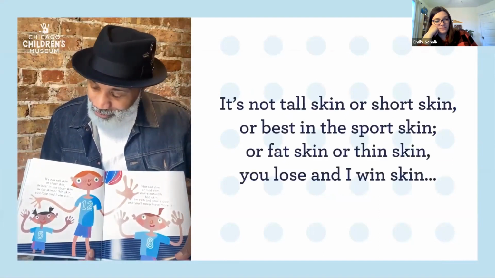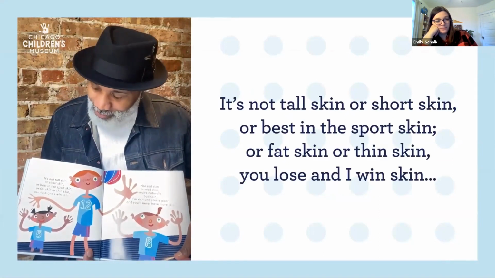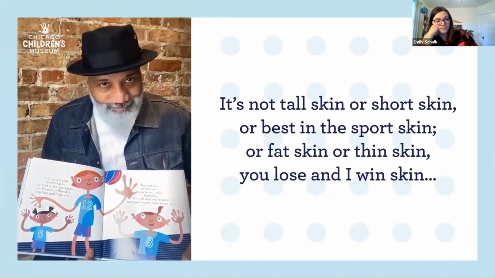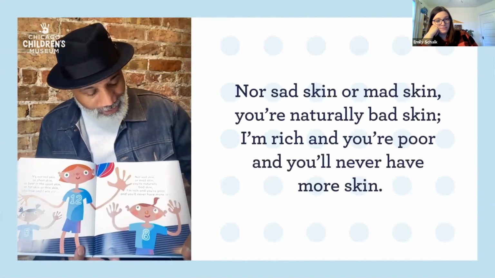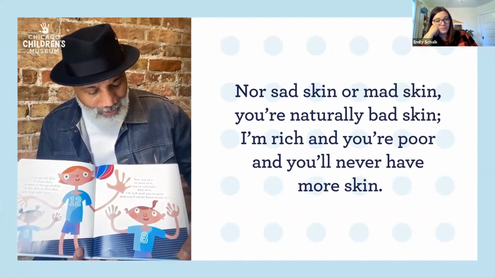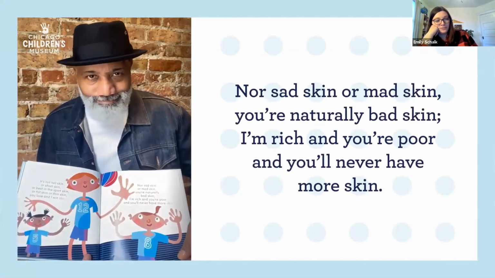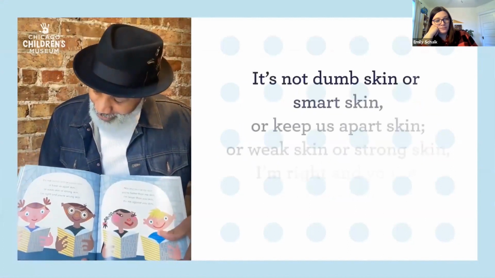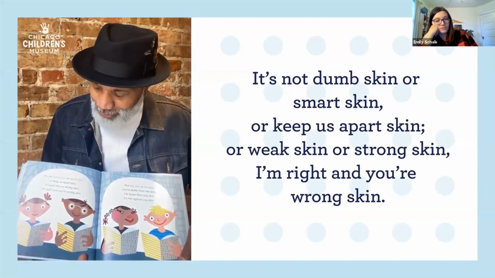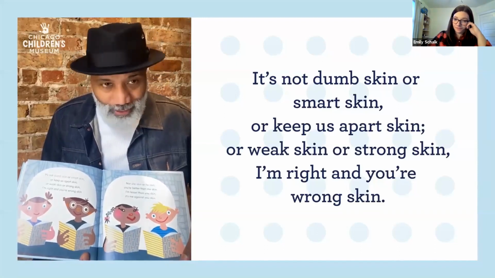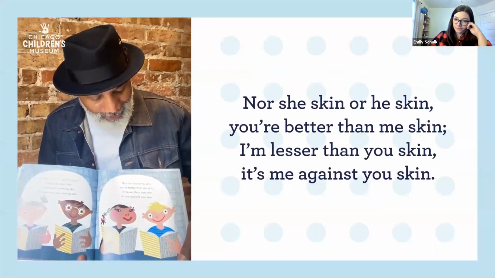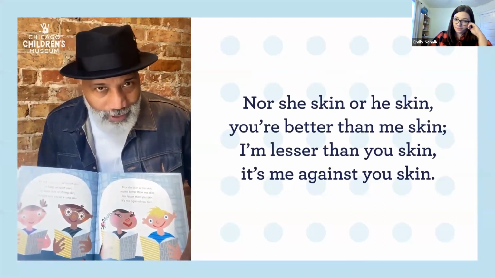It's not tall skin or short skin, or best in a sports skin, or fat skin, or thin skin, you lose and I win skin. Nor sad skin or mad skin, you're naturally bad skin. I'm rich and you're poor, and you'll never have more skin. It's not dumb skin or smart skin, or keep us apart skin, or weak skin or strong skin, I'm right and you're wrong skin. Nor she skin or he skin, you're better than me skin, I'm lesser than you skin, it's me against you skin.